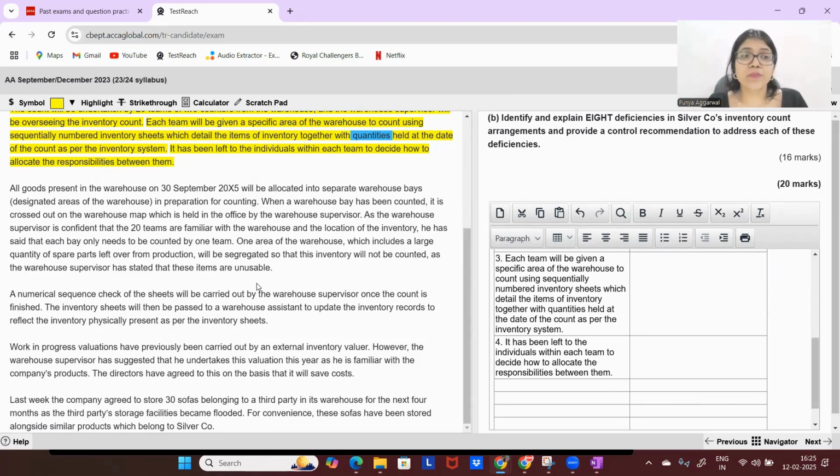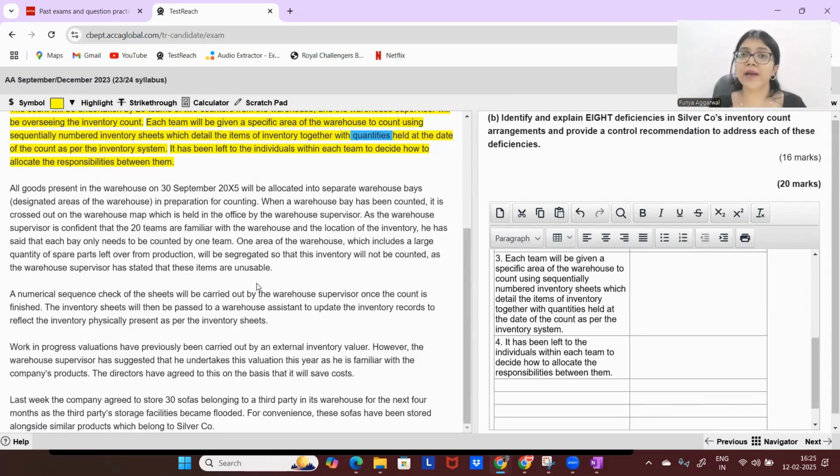As the warehouse supervisor is confident that the 20 teams of, okay, let's first understand the first two lines first, right? Whenever you are solving the question and drafting your answers, it's better that you do not read the whole paragraph, because if I read the full paragraph, it just goes above my head, and I only read it superficially.